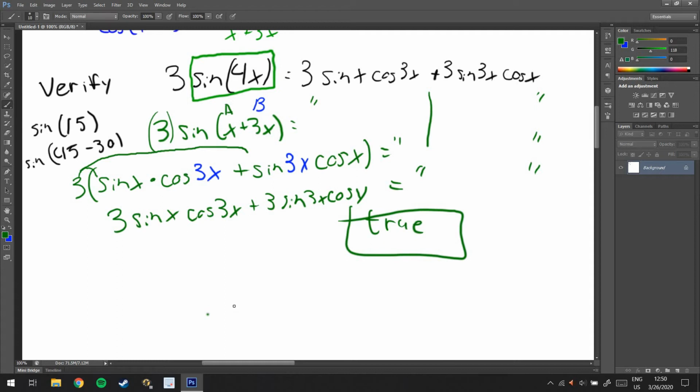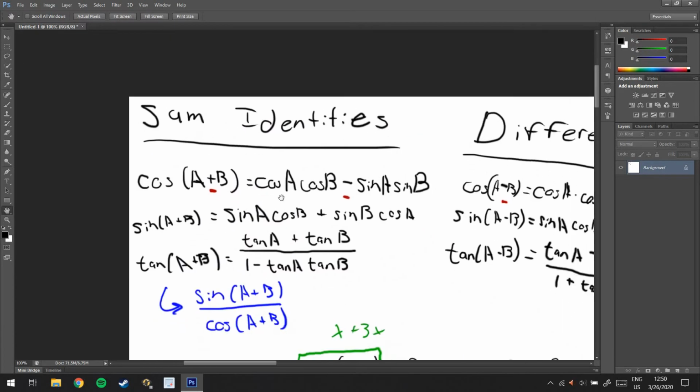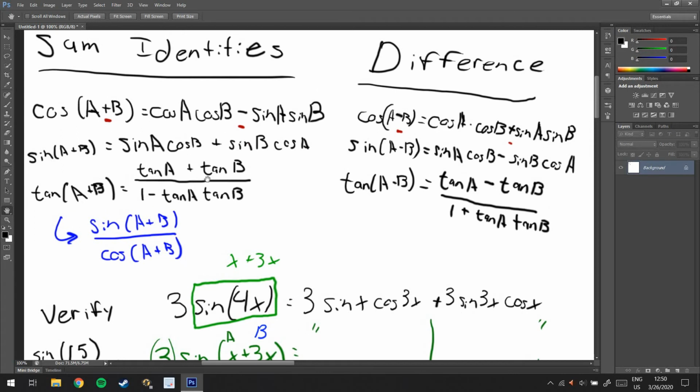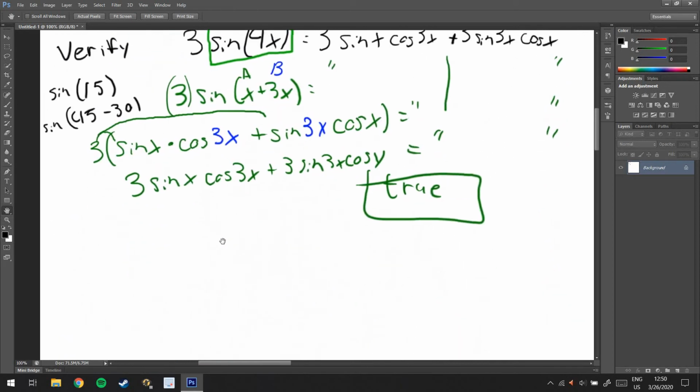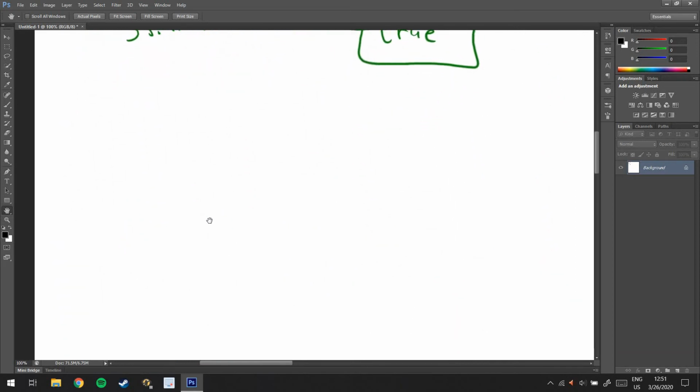Okay. So this wraps up 6.2. I have my wrong colors. 6.2 was really just knowing these 6 identities. That's it. We then used these to derive 6.3, which is much more important, as 6.3 gives us our double angle and our half angles.